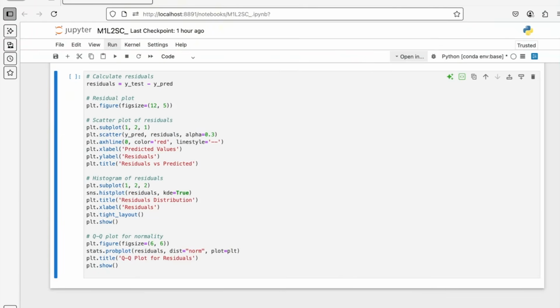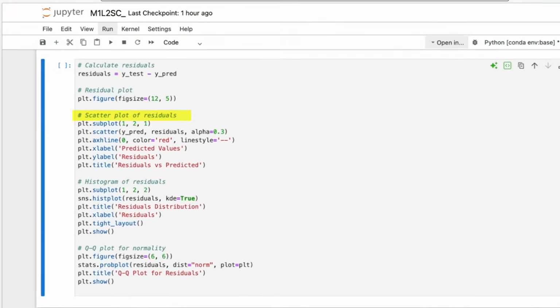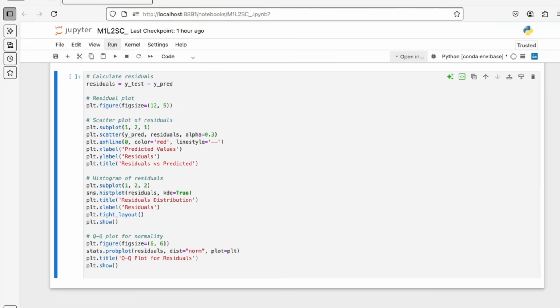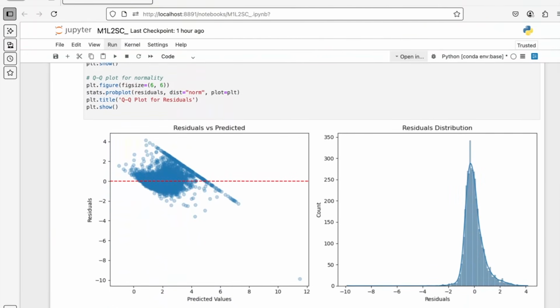Now let's analyze the residuals, the difference between actual and predicted values. To check our model's performance more thoroughly, we'll create 3 plots here: a scatter plot, a histogram, and a QQ plot. We'll calculate residuals, add the plot code, draw a histogram of residuals, and then add the code for the QQ plot. Let's take a look at the results.